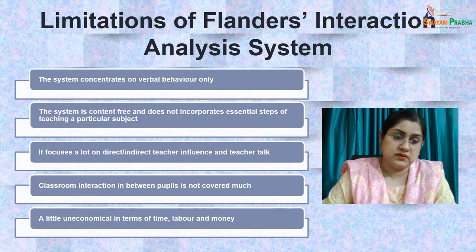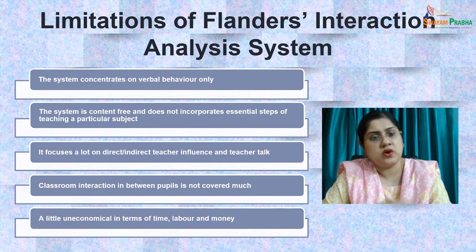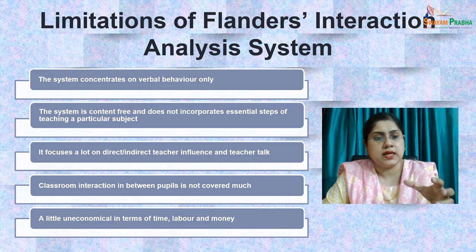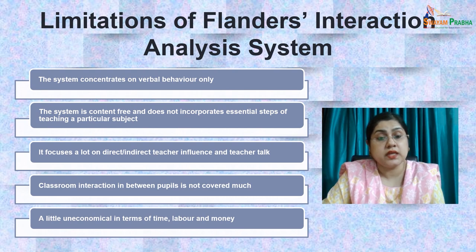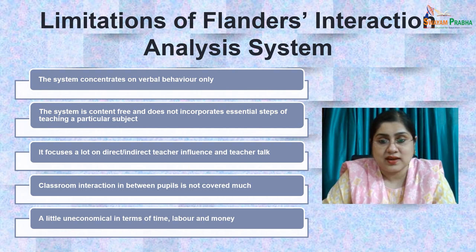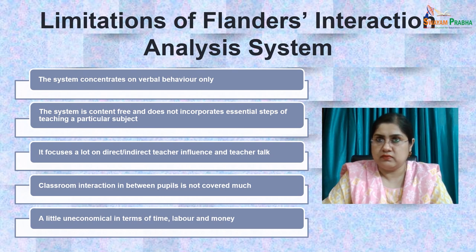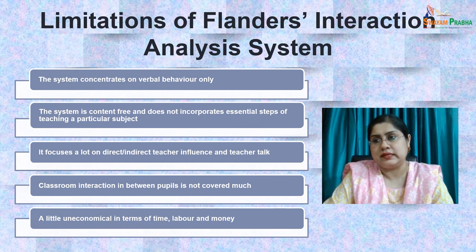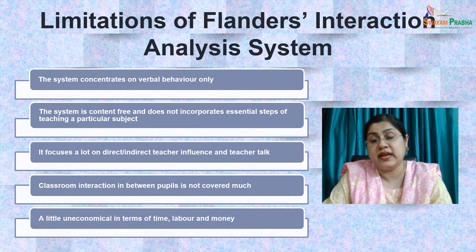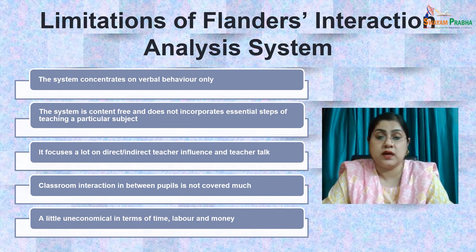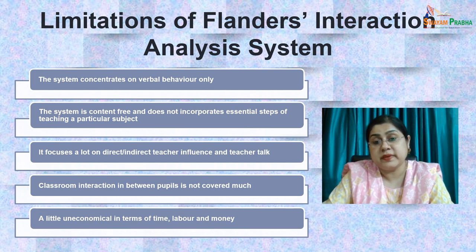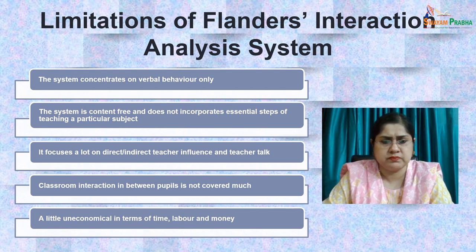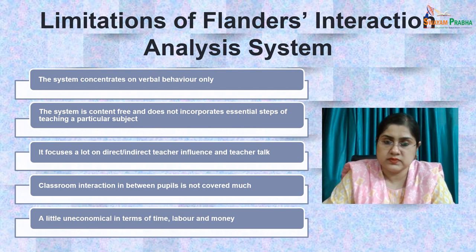The first limitation is that the system concentrates on verbal behavior and does not describe the classroom interaction or the teacher behavior in its totality. Some behaviors are always overlooked, which might be important too. By doing this analysis, we can see that there are certain behaviors of the teacher or the student which are not considered very important. But at times, those behaviors are very important, and if they are overlooked, maybe in future many problems can arise. So this gives it a kind of drawback, that there are certain observable behaviors which are overlooked.